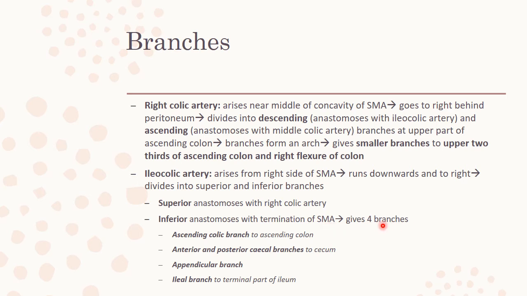It gives off 4 branches. It gives off an ascending colic branch, which supplies the lower one-third of the ascending colon. It also gives off anterior and posterior cecal branches, which supply the cecum. It gives off an appendicular branch, which supplies the appendix, and gives off an ileal branch, which supplies the terminal part of the ileum.